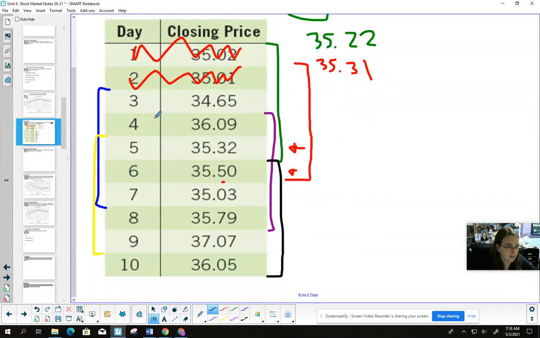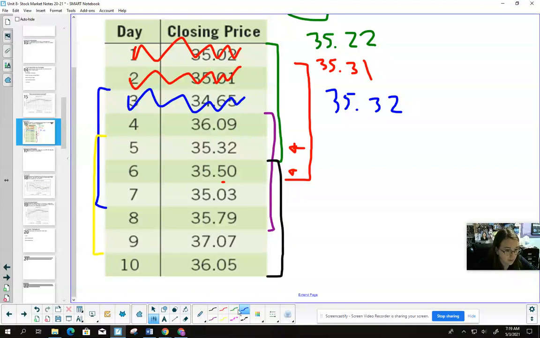Let's see, 35, where was I at? Okay, so we just did that one, now I need to do this one. 34.65 plus 36.09 plus 35.32 plus 35.50 plus 35.03 divided by 5. Okay, the blue one, so I got 35.32. Okay, and then I've got 36.09 plus 35.32 plus 35.50 plus 35.03 plus 35.79 divided by 5.